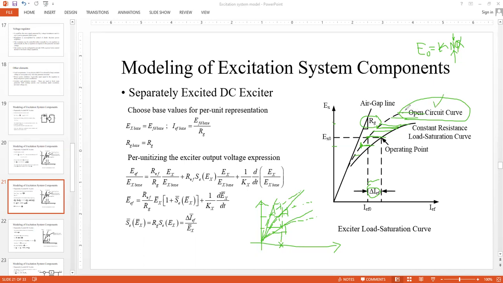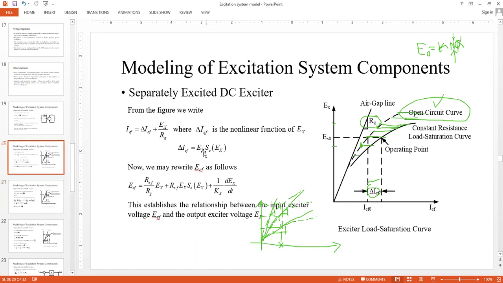So from this graph, the operating point is not only RG plus del IF. I mean, there is also some difference between the air gap line and the OCC. Yeah, that's why it is a function of EX. That's why the function is a little complicated. It is not simply a nonlinear function of SEEX. So that's why you have some additional EX.